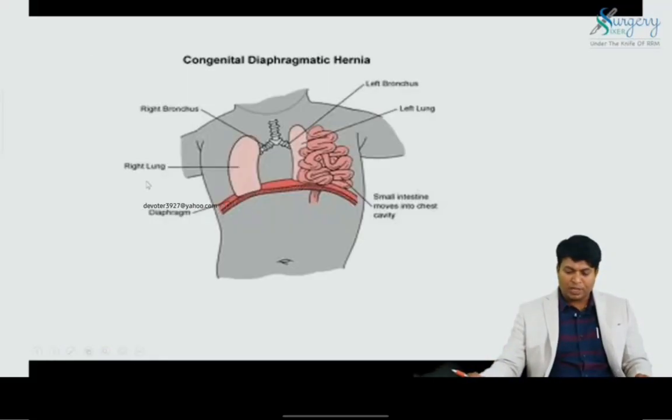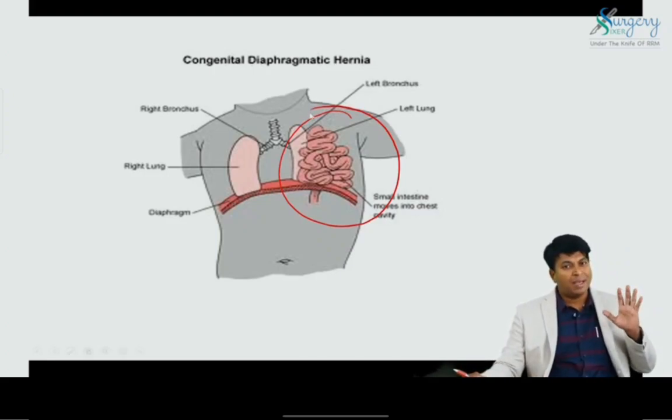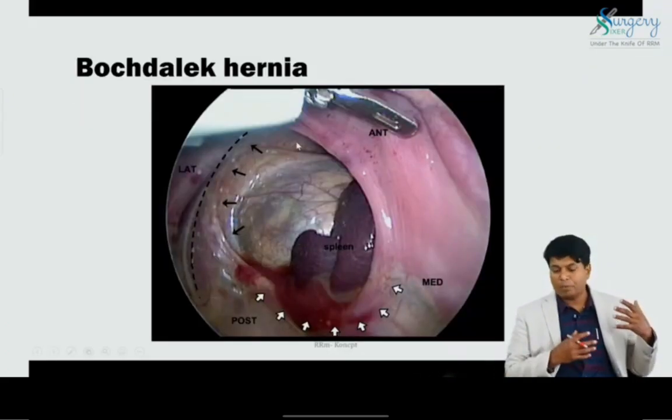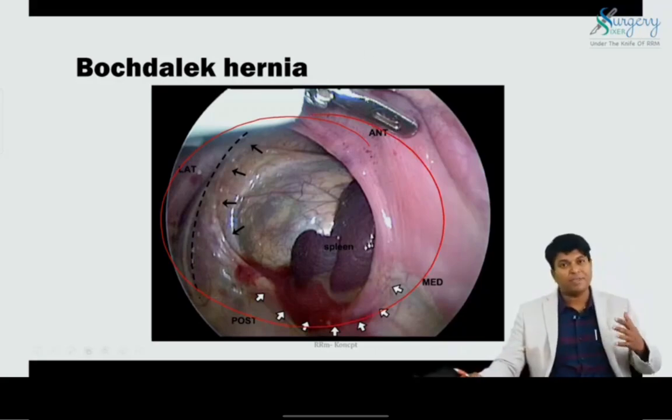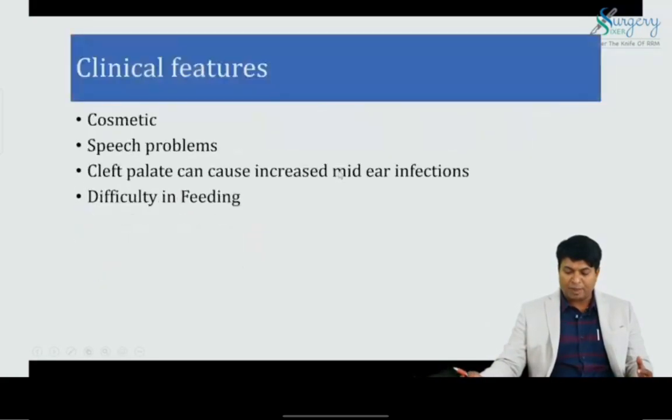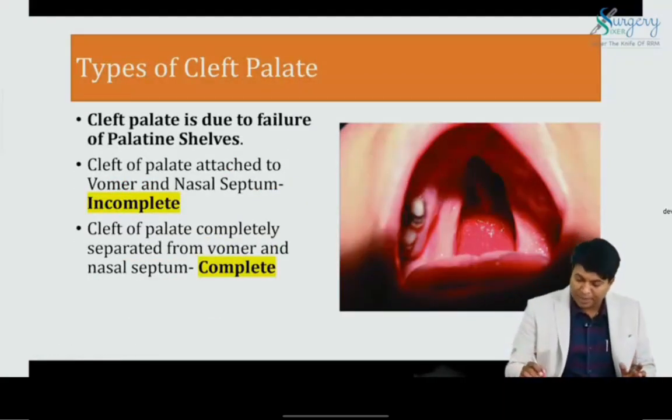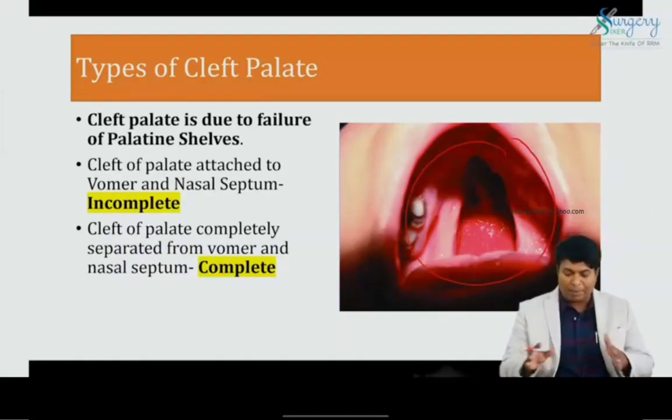So diaphragmatic hernias, I told you left side posterolateral is most common, and the most important prognostic factor is the hypoplasia. You can see the huge defect on the left side, with the stomach and everything going inside. Most commonly the stomach goes. So cleft lip and cleft palate, please don't forget, this is a typical cleft palate. You can see there is a complete cleft palate. The cleft is not attached to the vomer, it is complete.